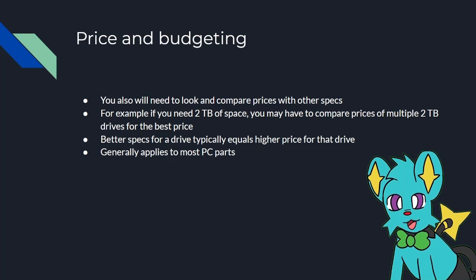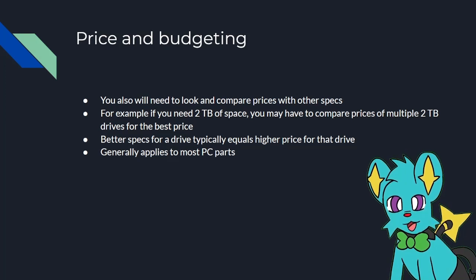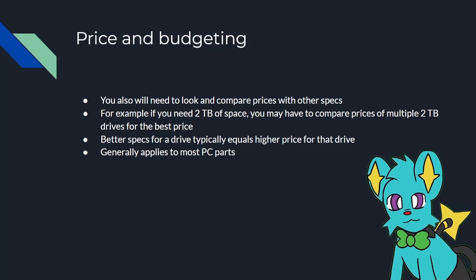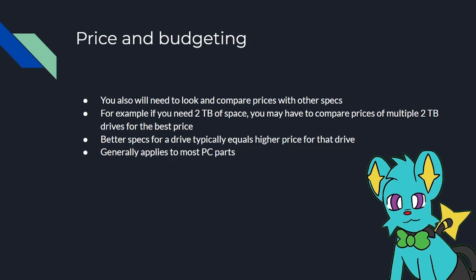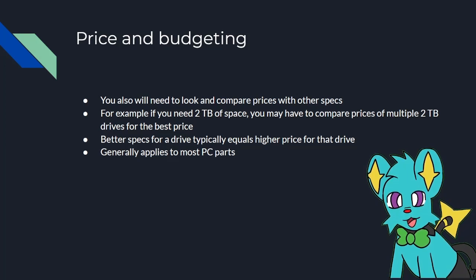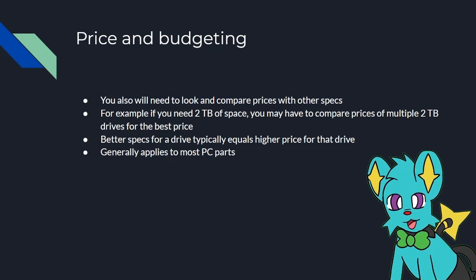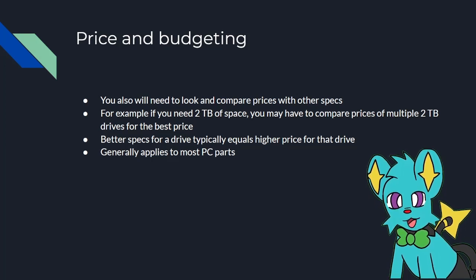There's also price and budgeting. You need to look at all these specs and balance these specs and these options that you could get with the amount of space you need and the cost of it. Because, say you need 2 terabytes of space, you want to compare prices of multiple 2 terabyte drives to see which one has the best price and has all the different other features and specs that you want. Typically, the higher the specs, the higher the price.